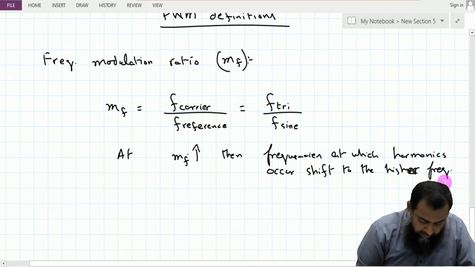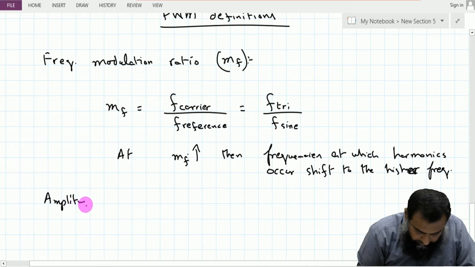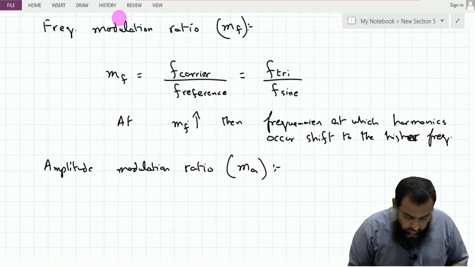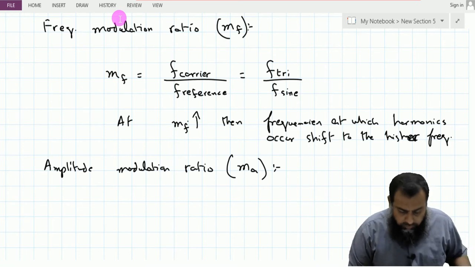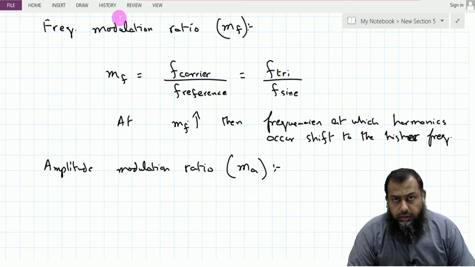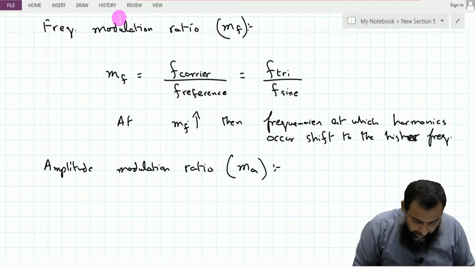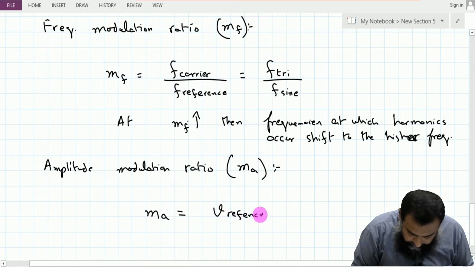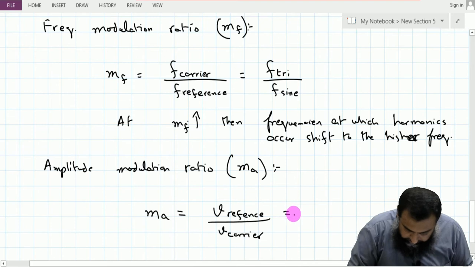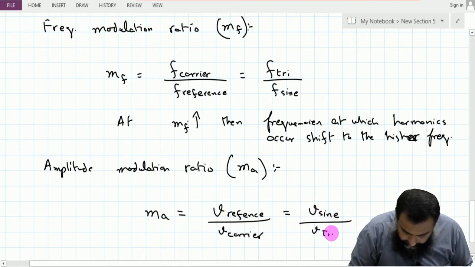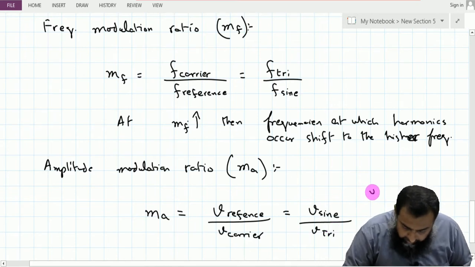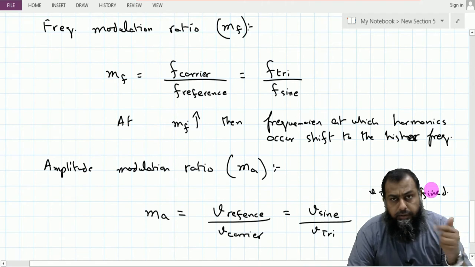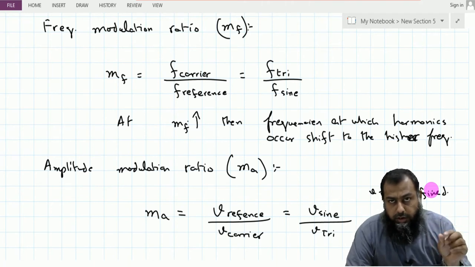The second important definition is the amplitude modulation ratio. We call it M sub A. So the amplitude modulation ratio defines the ratio between the amplitude of the reference waveform and the triangular waveform, or the carrier waveform. So MA is equal to V reference over V carrier, which is V sine divided by the voltage of the triangular waveform. Now, usually the V triangular is fixed, and hence the varying voltage of a sine wave modulates the output voltage according to its own frequency and according to its amplitude.